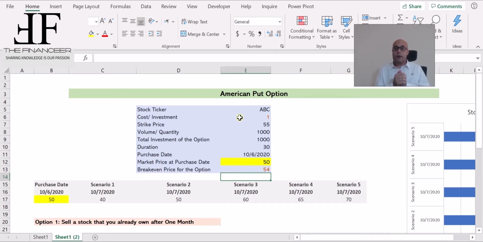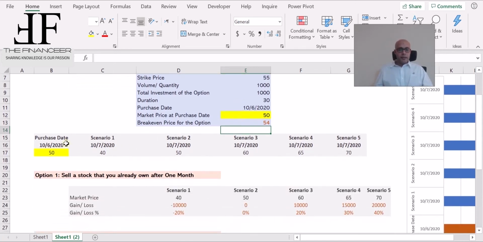Maybe for $35, for example, or $30. And then on the same day, they are going to sell it to the writer of the option. So they are going to exercise the option. So they are going to purchase the stock on the same day. Go to the writer of the option: Mr. Writer, I need to exercise this put option. Please give me $55. And then they can achieve the difference in terms of gain on the same day. This is how people are using the put option.